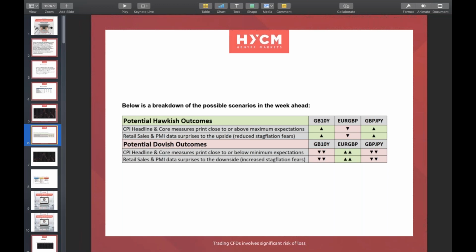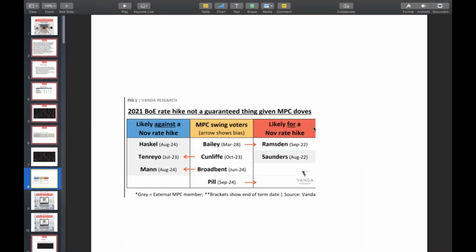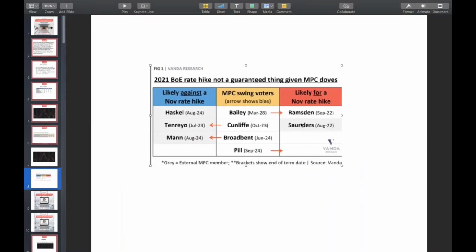So look for that. We've had quite a few shifts around at the moment. Here's a little chart from Vanda Research, and they show what's been happening. So rate hike at the moment, Ramsden, Saunders, Bailey's moved towards the rate hike. Cunliffe, Broadbent, Haskell, Torreira, Mann are all likely to vote against the November rate hike, and Pill is looking to go forward. So it's like 5 versus 4 at the moment.